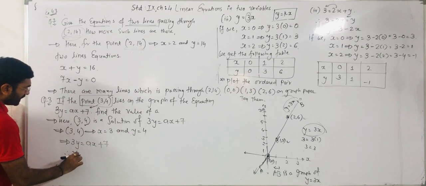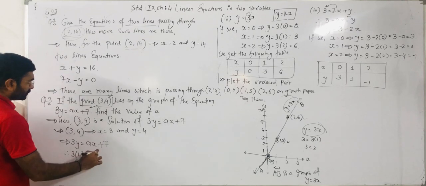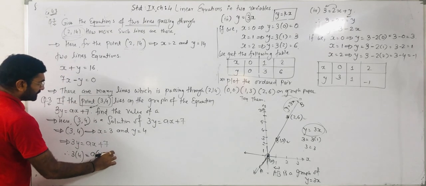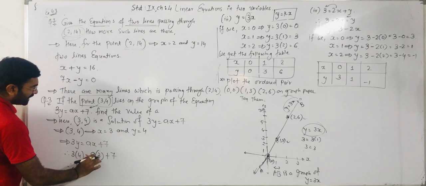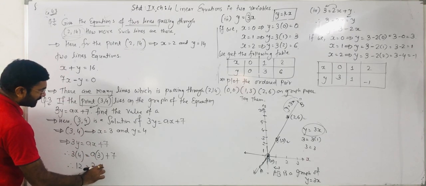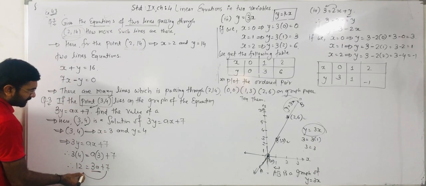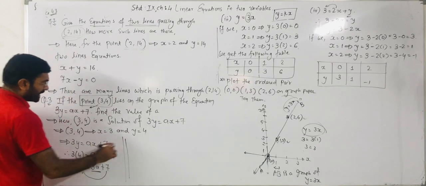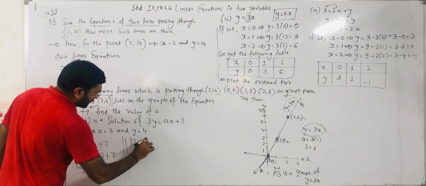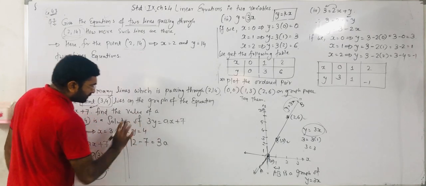So it becomes 3 into 4 is equal to a, where x is the unknown value, we take it as 3 plus 7. So we get 3 4s are 12 is equal to a into 3, means 3a plus 7. Now we have to find the a value. So plus 7 goes to the left hand side, so it becomes minus 7. So we get 12 minus 7 is equal to 3 times a.